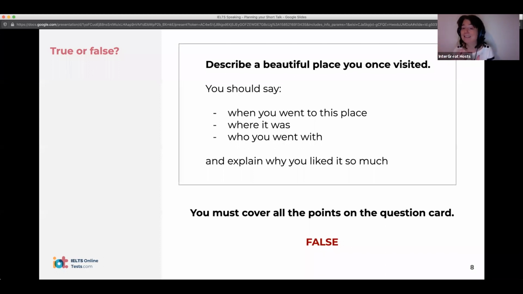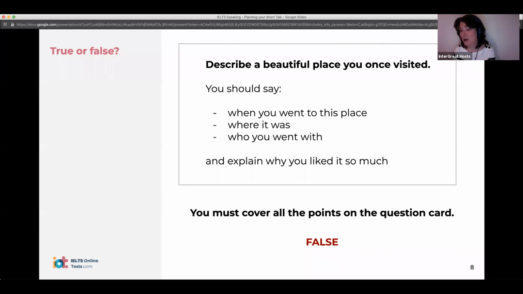The main thing is that you talk for 2 minutes so that the examiner has 2 minutes to listen and assess your language without having to interact, which makes it more difficult, okay?